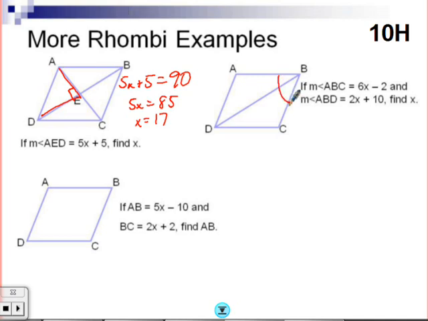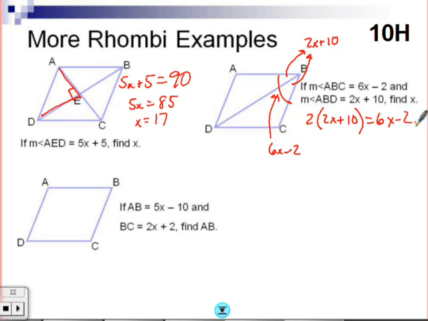So this whole thing right here is 6x minus 2. Just this part is 2x plus 10. So I know that this is also 2x plus 10. So 2x plus 10s should equal 6x minus 2. Two of those small angles equal the whole thing.